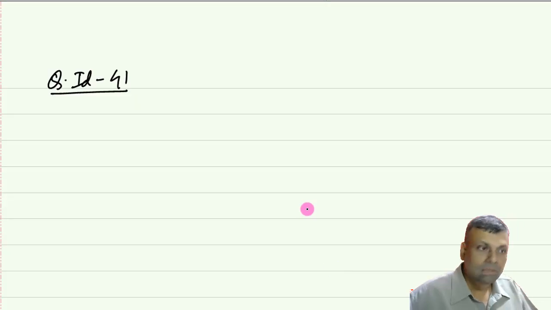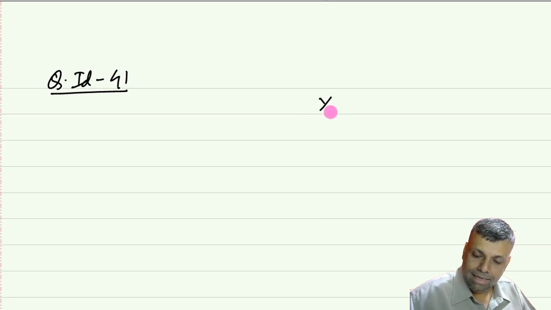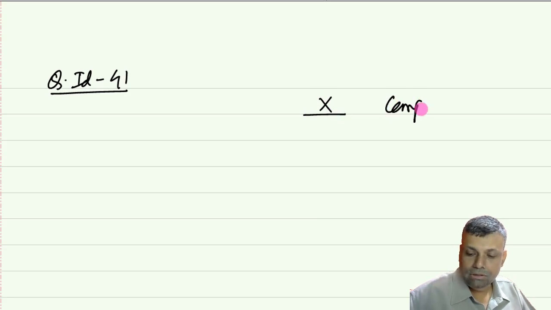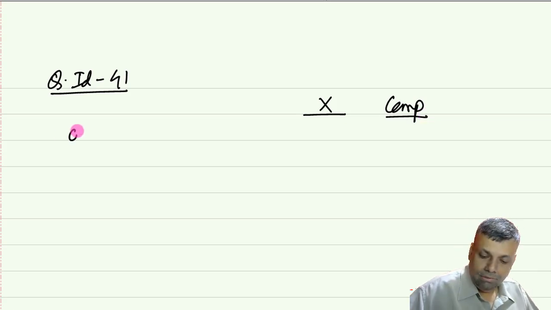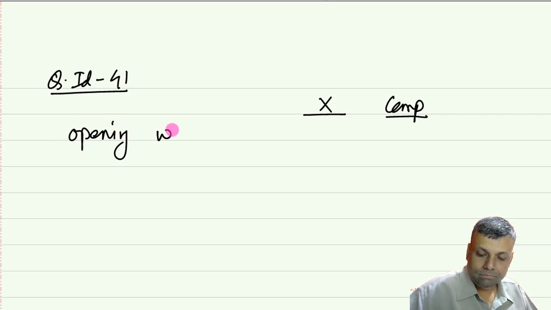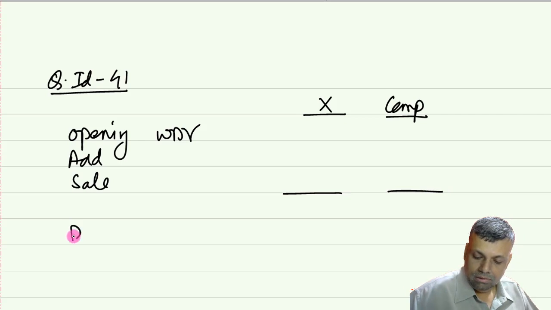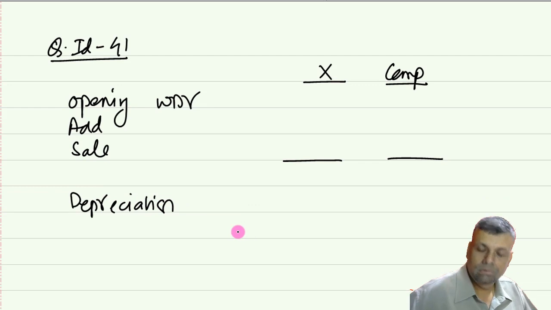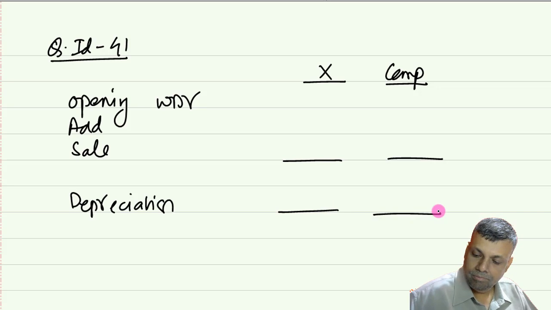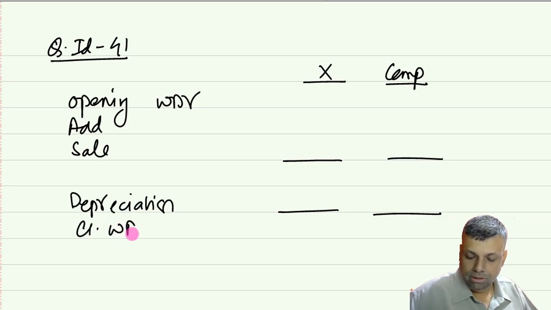But before that, let me do the working first of all. Okay, so X transferred the assets to the company. Just understand the working. Thereafter, I'll do the technical part. You have opening WDV, additions made during the year, any assets which are sold during the year, if any such data has been given, depreciation. You have to calculate the normal depreciation, and we will get the closing WDV.